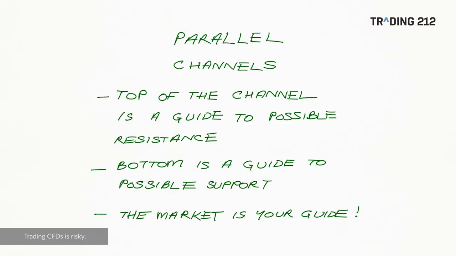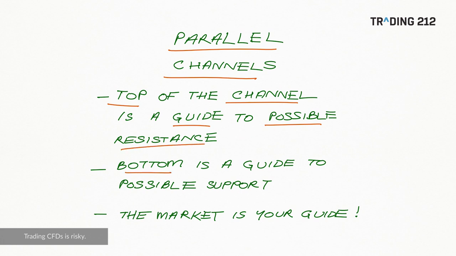So with parallel channels, just some conventional wisdom, then the top of the channel is considered to be a guide to possible resistance. And then the bottom of the channel is a guide to possible support. Of course, this is only valid if it actually fits what the market is doing. So the market is your guide. If your parallel channel doesn't fit, you've got things breaking above and below, then your lines are probably not going to be valid.